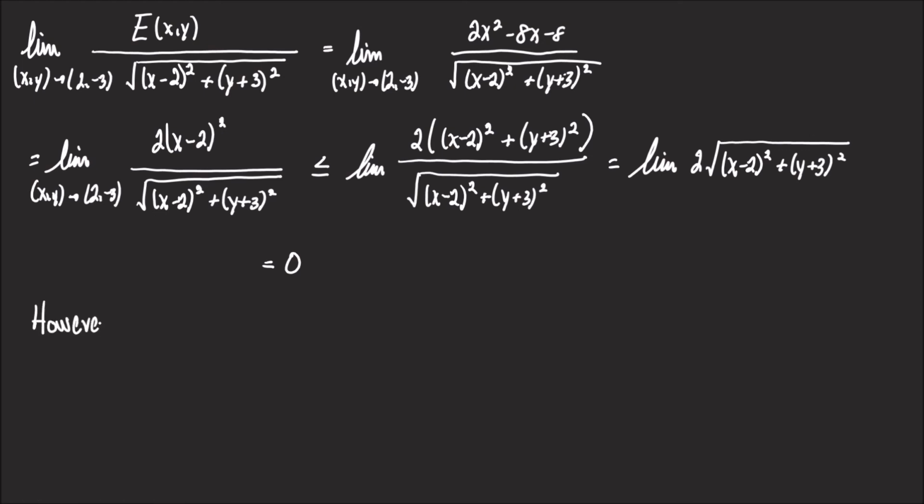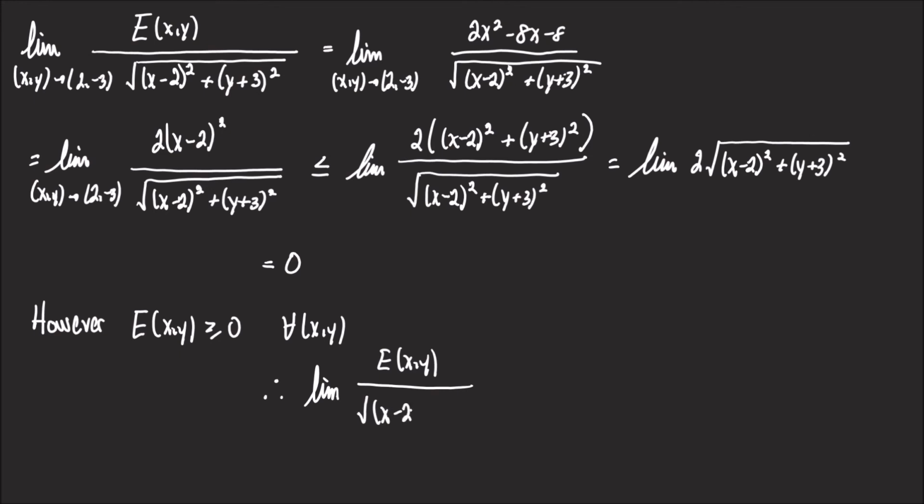However, notice that e of x, y is greater than or equal to 0 for all x and y. Well, there's only one value that is less than or equal to 0, and that's 0. So therefore the limit of e of x, y over the square root of (x minus 2) squared plus (y plus 3) squared is equal to 0. That is the limit that needs to be satisfied, and so the proof is complete.